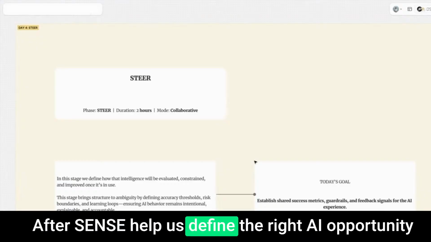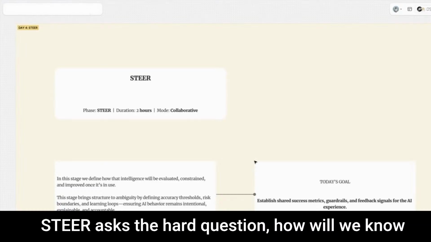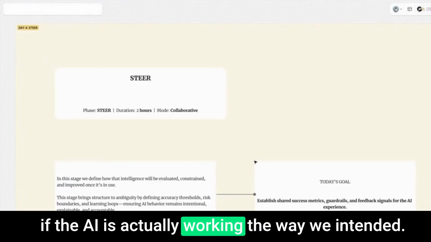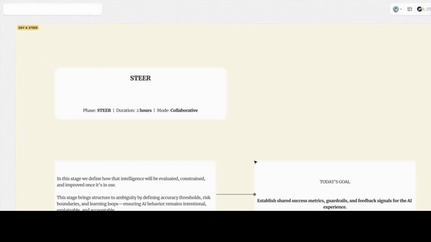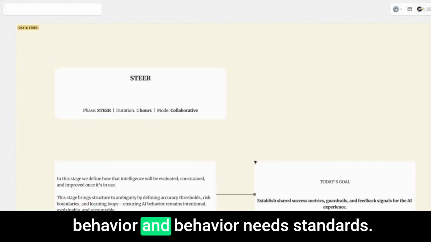After Sense helps us define the right AI opportunity and Shape helps us design the experience, Steer asks the hard question: how will we know this AI is actually working the way we intended? Because AI doesn't just ship features, it produces behavior, and behavior needs standards.